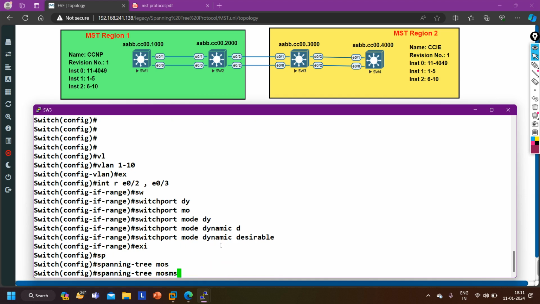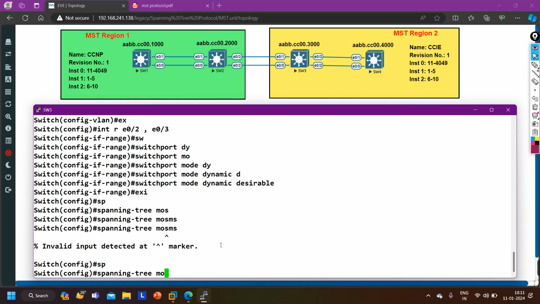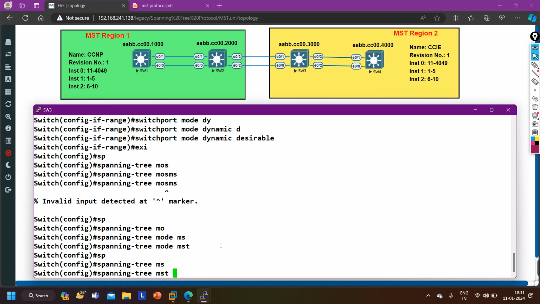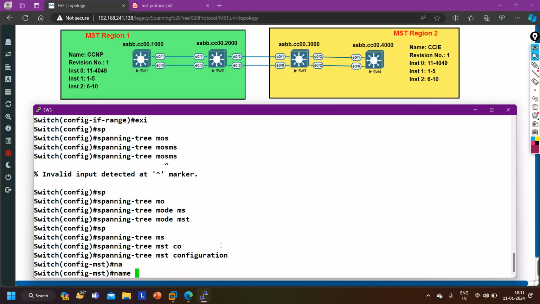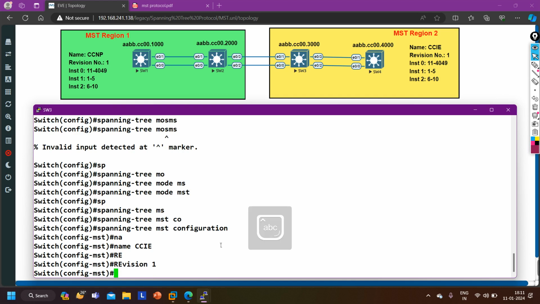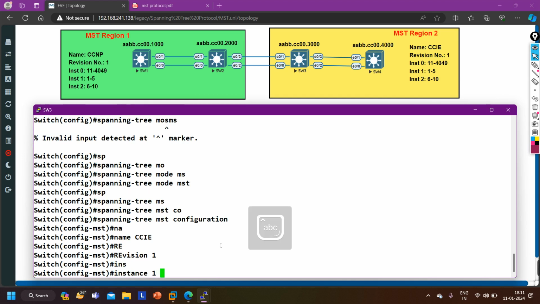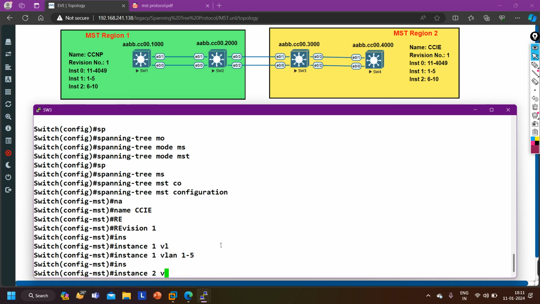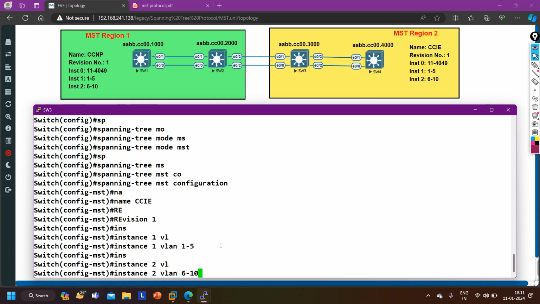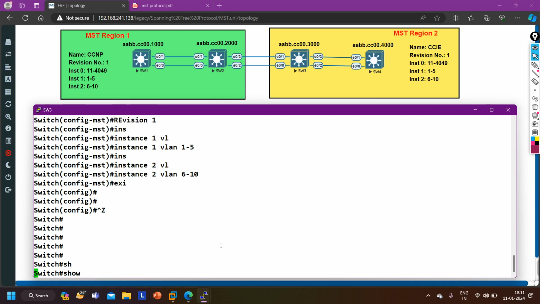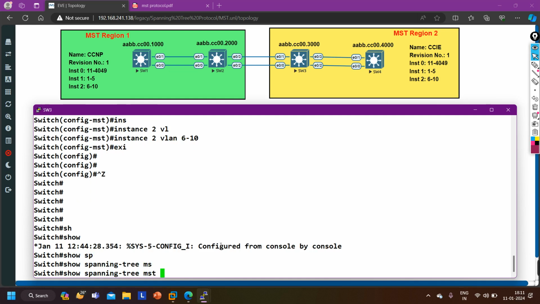Then spanning-tree mode MST, and then spanning-tree MST configuration. Here I am going to set the name ccie, and then the revision number. Here also I am going to set the same revision number. Then I am going to create instance 1 mapped to VLAN 1 to 5, and instance 2 mapped to VLAN 6 to 10.